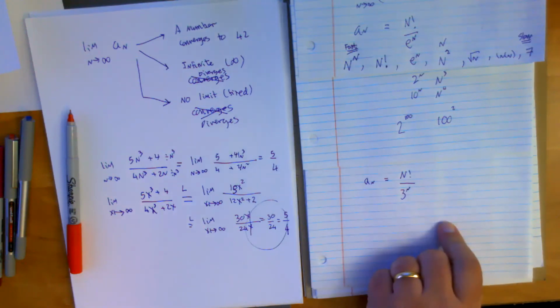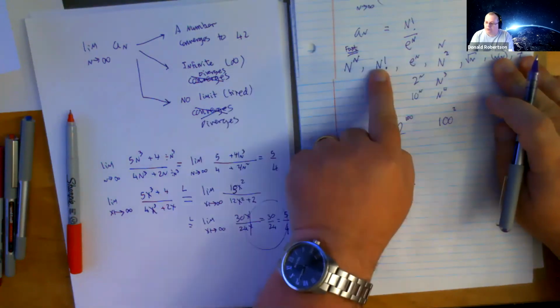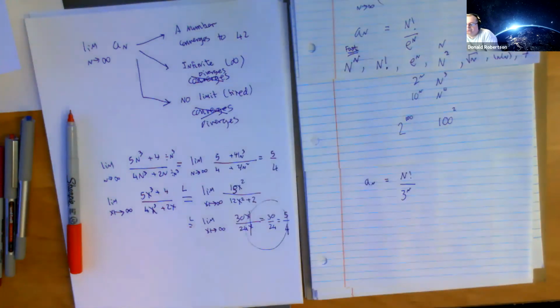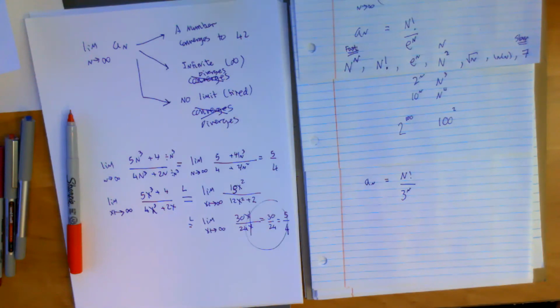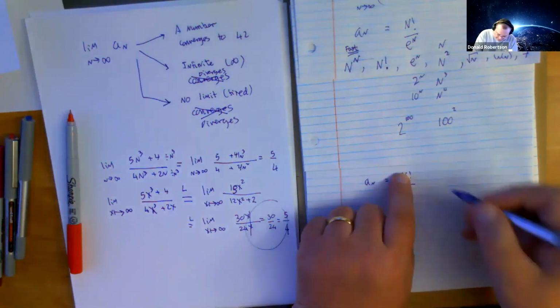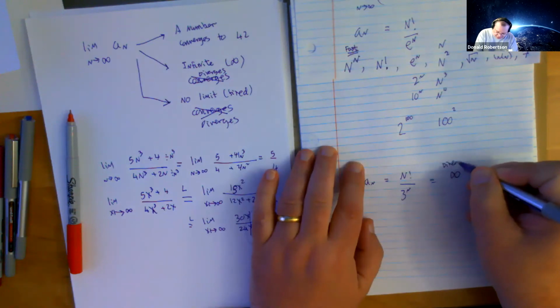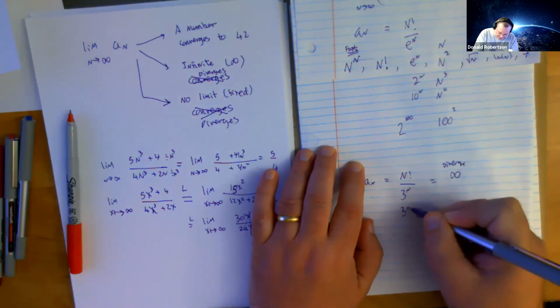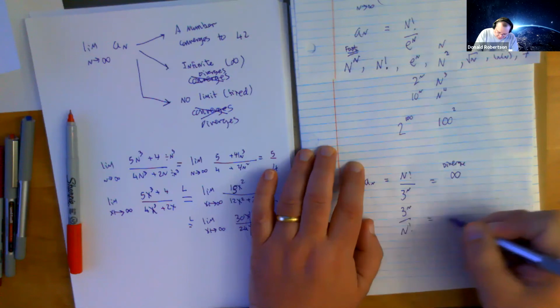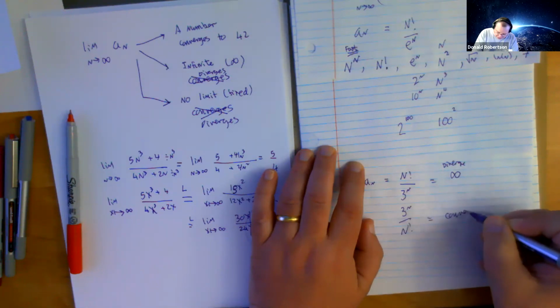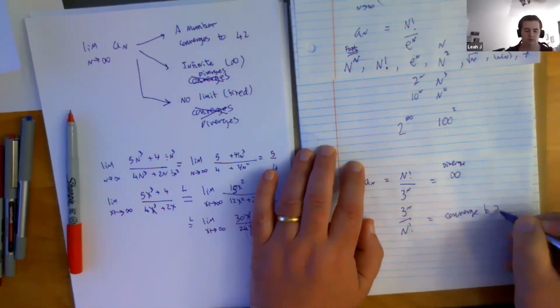3 to the n. Well, 3 to the n is here, and n factorial is here. So who's going to win? N factorial. And if you win, and you're on the top, you diverge to infinity, right? You diverge. And if you win, and you're on the bottom, won't you converge to 0?